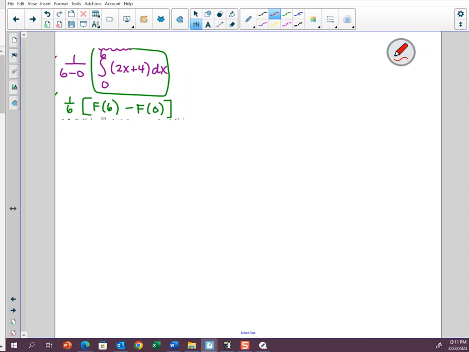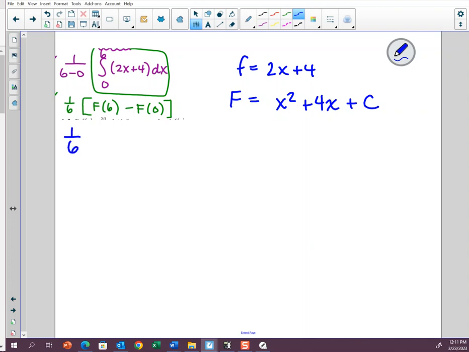Okay, so here we go. Little f is 2x plus 4. Big F, the antiderivative, is x squared plus 4x, technically plus C, but we know when we do the fundamental theorem that the C essentially subtracts away.